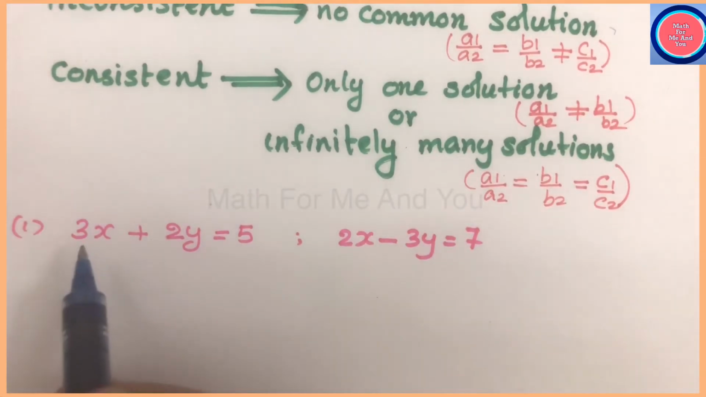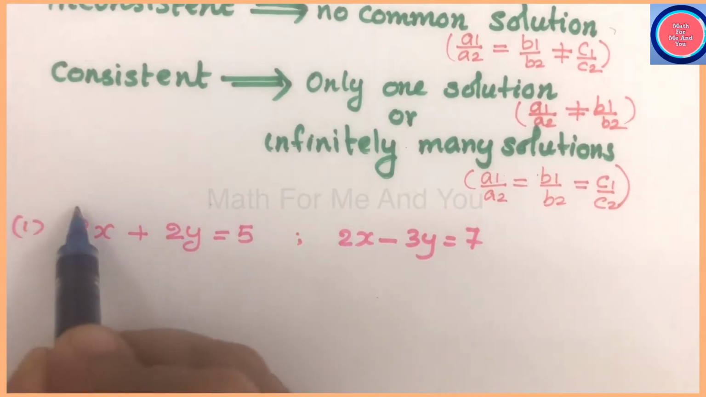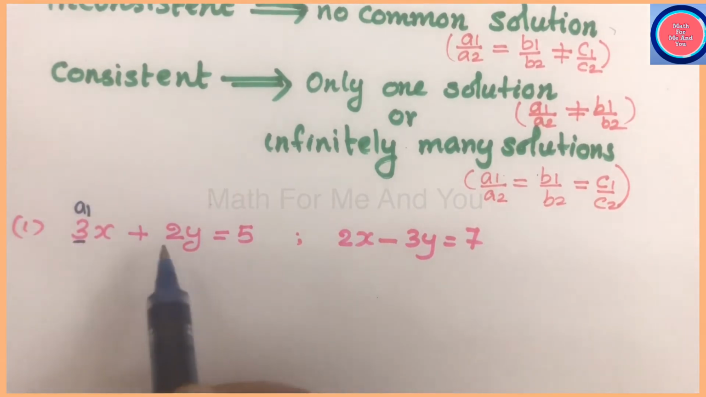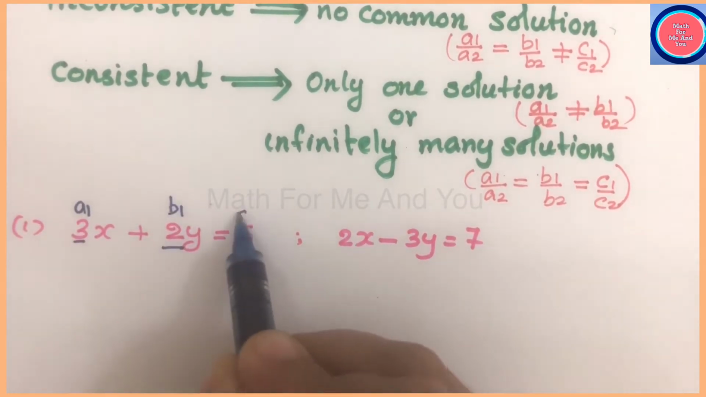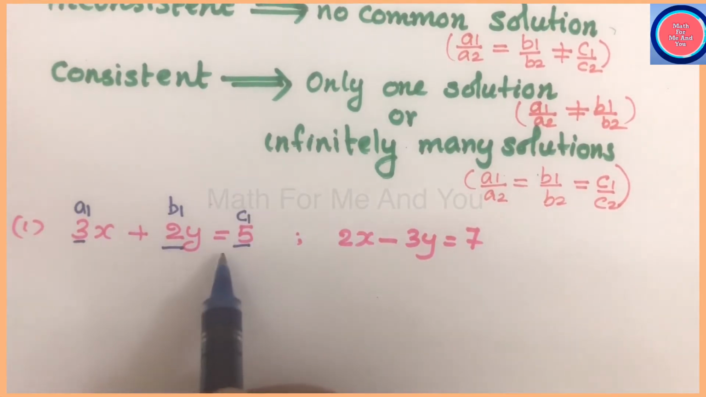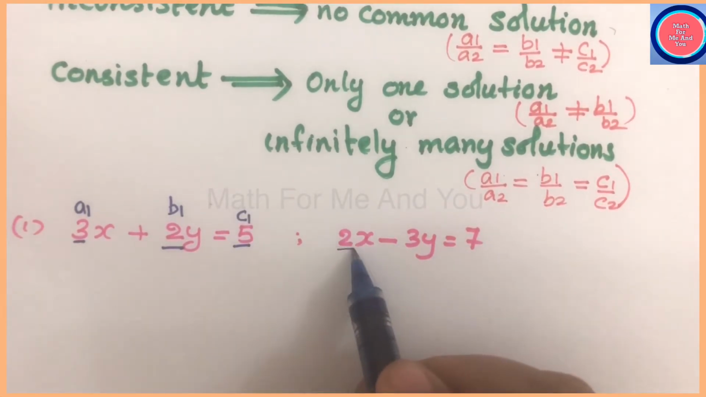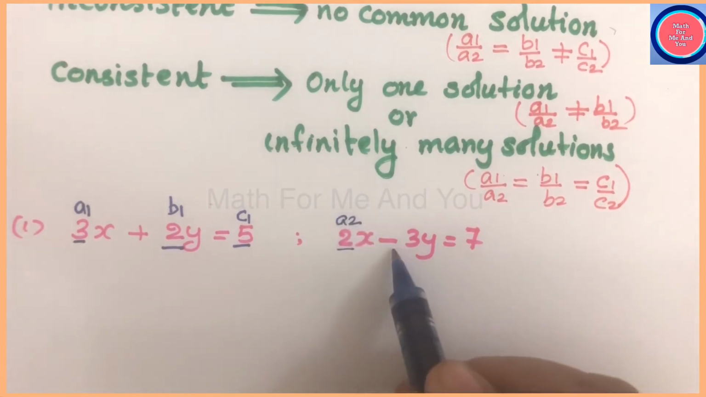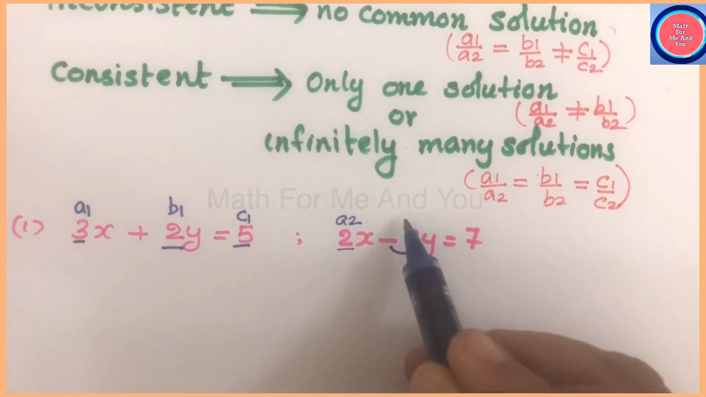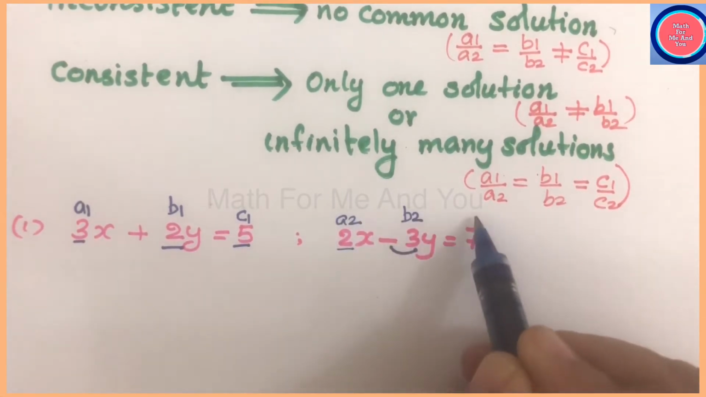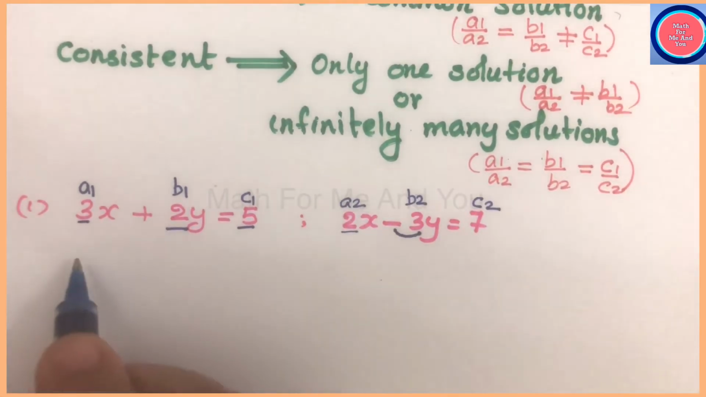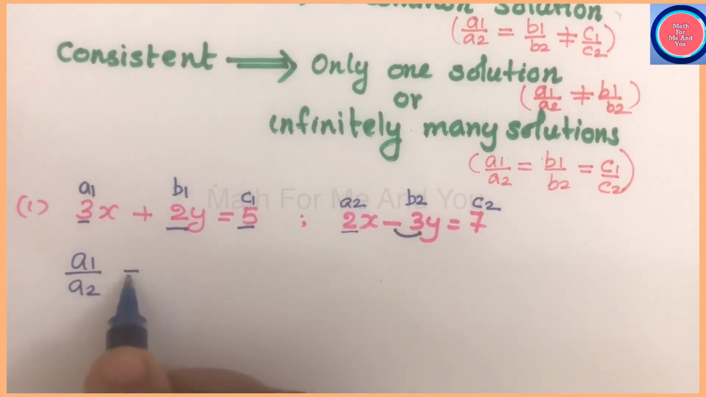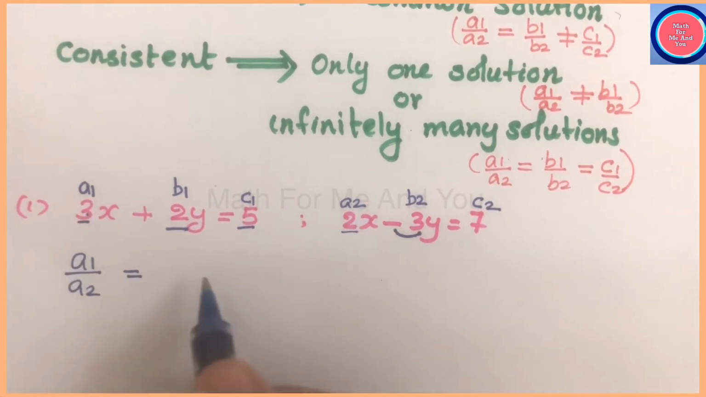Consider the pair of linear equations in two variables, 3x plus 2y equals 5. Here a1 is 3, b1 is 2 and c1 is 5. Then for the second equation, a2 is the coefficient of x, that is 2, b2 is minus 3, that is the coefficient of y, and c2 is the constant. Then we can write down the ratios.